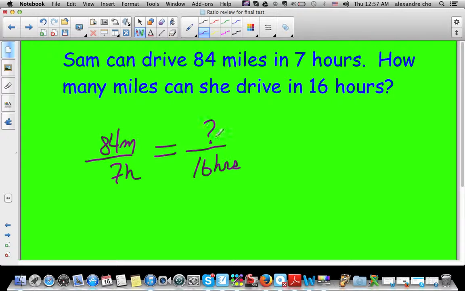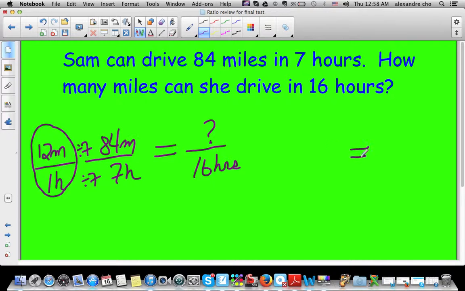So we can't change the blank over 16 hours, but we can change the 84 over 7. Okay, instead of using 84 over 7, in this case, let's find the unit rate. So on this side, instead of saying she drives 84 miles in 7 hours, let's find out what she does in 1 hour. Can we do that? Yes, we can. 7 to go to 1 would be divided by 7. And then on the top, you have to do the same. If you divide the bottom by 7, you divide the top by 7, and 84 divided by 7 is 12 miles. So there is our unit rate, and that's what we're going to use in this problem.